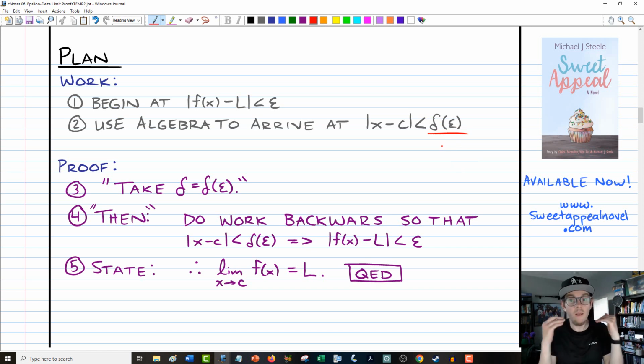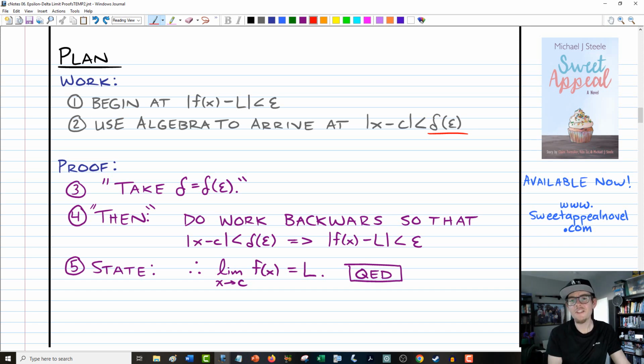Now, start by saying, okay, well, let's just take this delta to be epsilon. Oh, where did that come from? Well, I don't know. Here's a possibility. Let's choose this as our delta. And then do all your work backwards until you conclude that the absolute value of f of x minus L is less than epsilon, which should be true because, remember, you started there. You began at that conclusion, so therefore you should be able to conclude it when you just reverse everything.